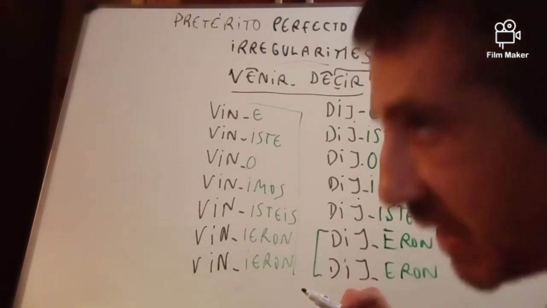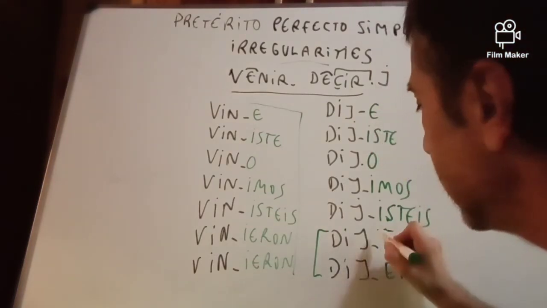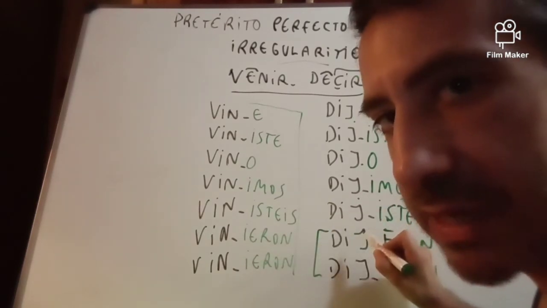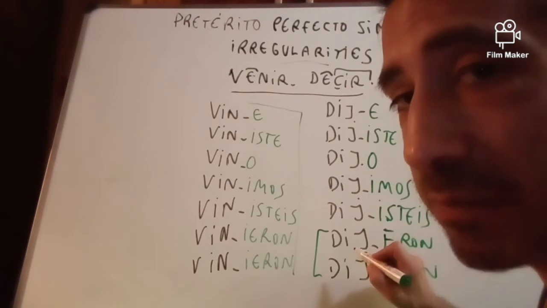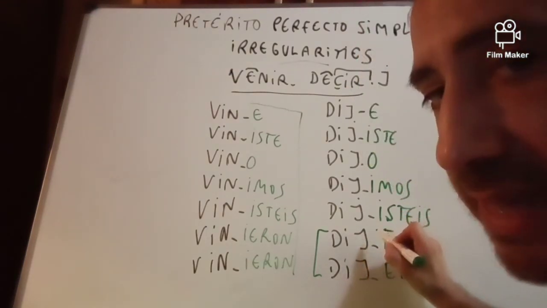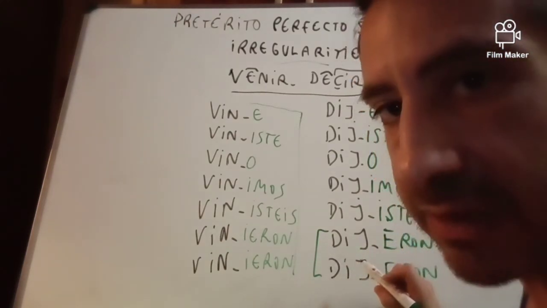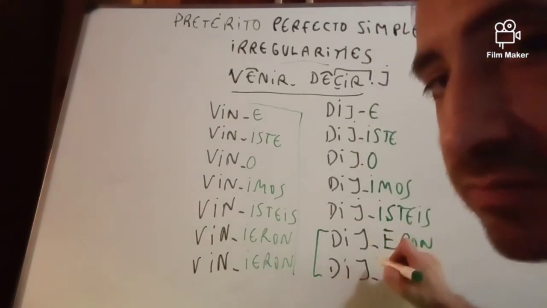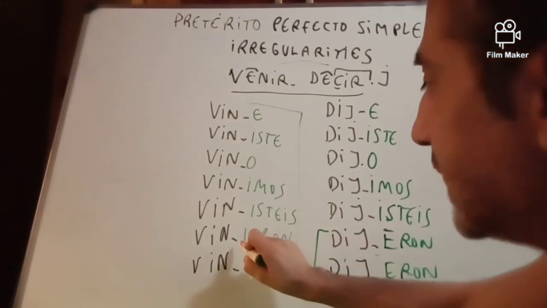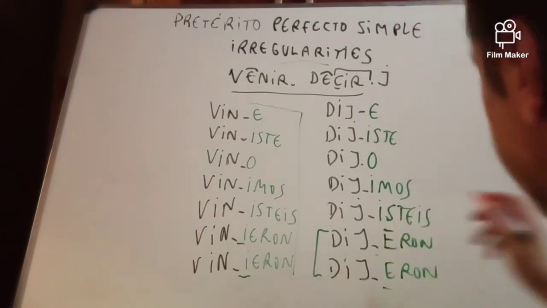Many, yes, many native speakers, Spanish native speakers, make a mistake here. You may come to hear it if you come to Latin America or to Spain. I don't know if in Spain people make the same mistake. Some native speakers say "dijeron" with an extra E, but it's wrong. Don't say that, please. It's dijeron, like this. So in some cases we add an E, in others we don't.